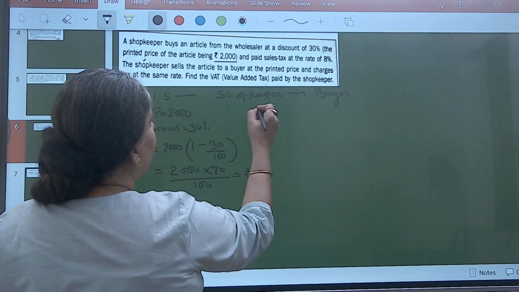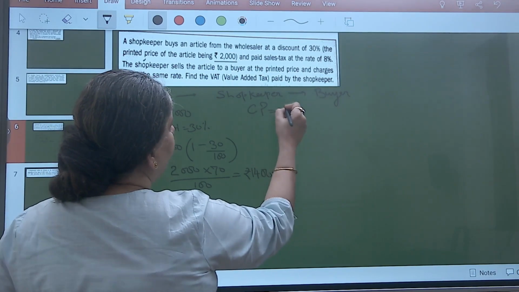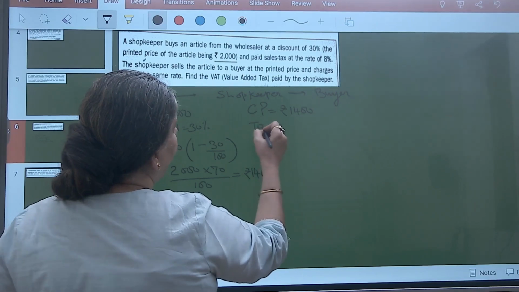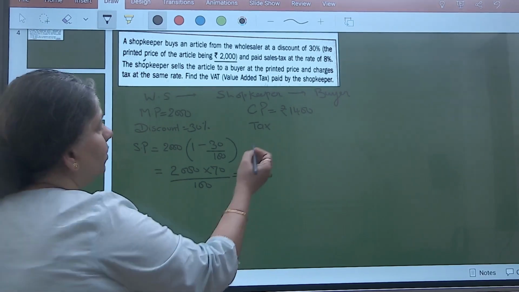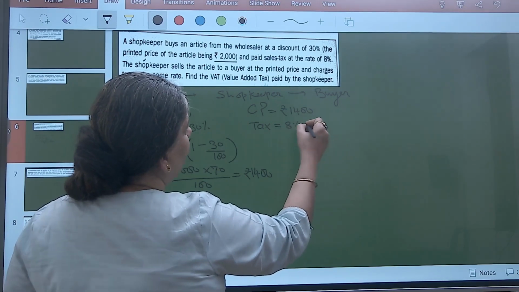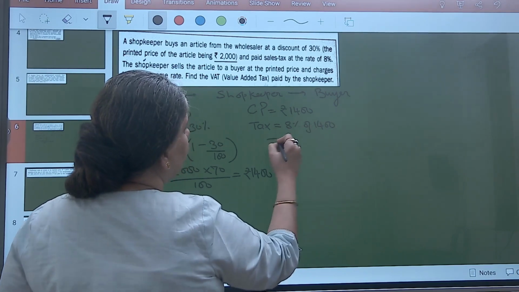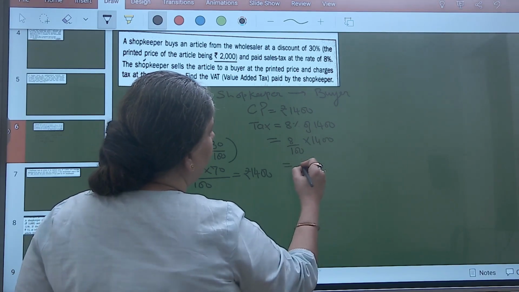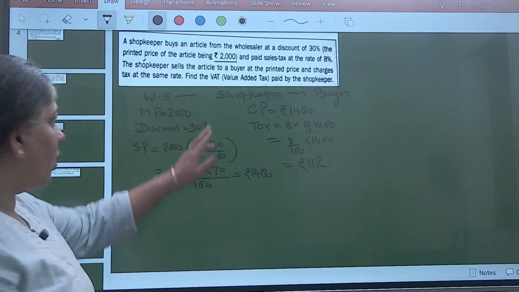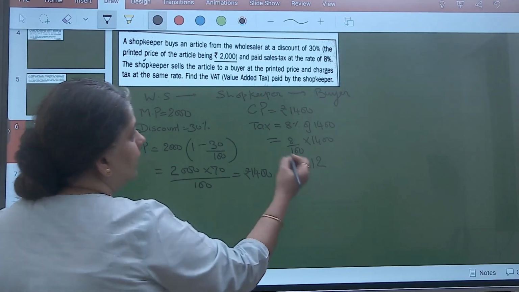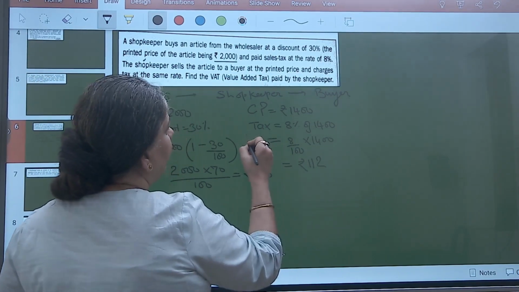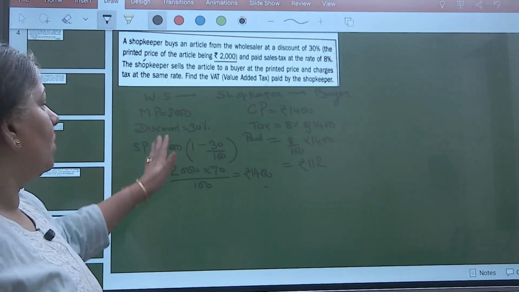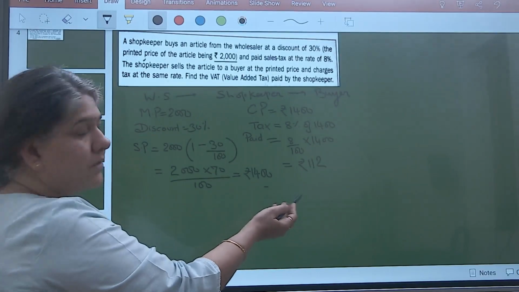So the cost price, that is he is paying the wholesaler rupees 1400, plus he has to also pay the tax. So tax is 8% of 1400. 8 upon 100 into 1400. You get rupees 112. That is what the shopkeeper will pay. So this is the tax paid. So the total amount that he is paying to the wholesaler will be cost price plus this tax.